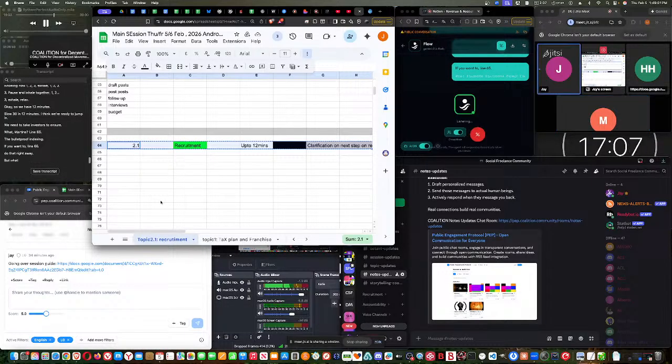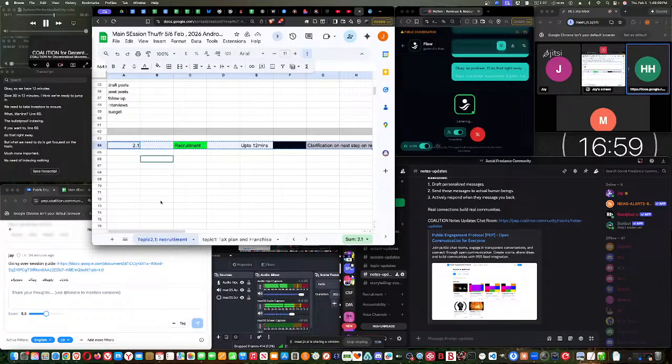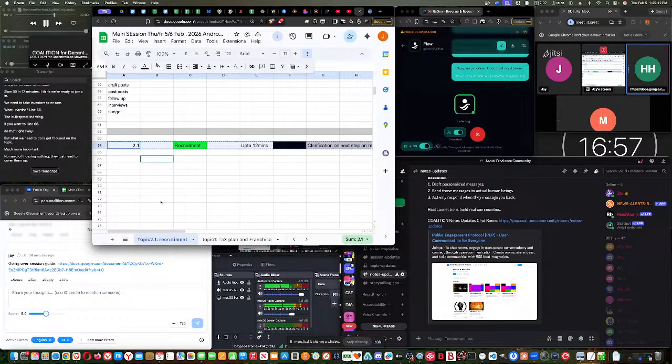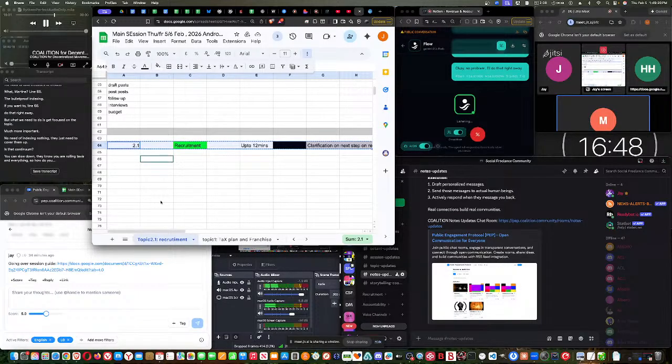But what we need to do is get focused on the topic. It's much more important. We don't need indexing, nothing. You just need to focus on the topic, because it's a continuation. You are running taxes and everything. So how do we work together to have the agreement and team set for the deadline? You see?